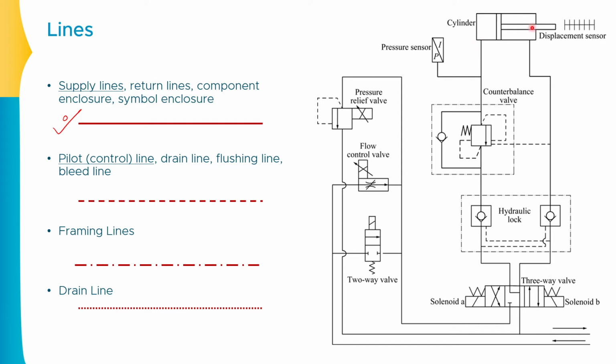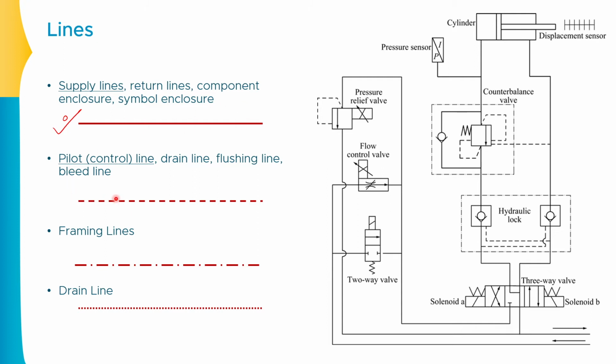Secondly, after utilizing the power of that fluid, there will be one line which will be returning to the basic reservoir once again. This is known as the return line. To draw the return lines, we are using those continuous lines. Thirdly, the component enclosure. As you can observe, if this is a component available, I am enclosing this component with this specific line. Likewise, as a symbol enclosure, if this is a symbol, I am enclosing that specific symbol using the continuous line. So for all these purposes, we are using the continuous line.